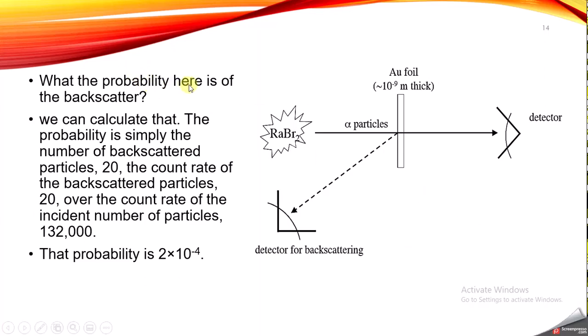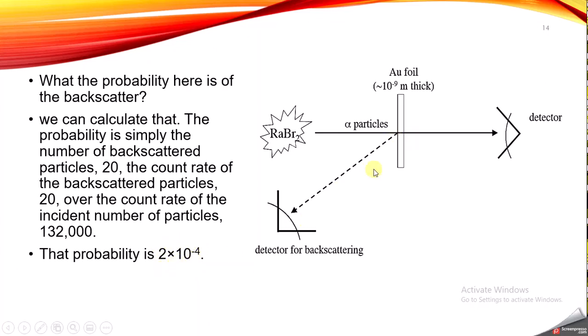So he calculated the probability of these backscattered alpha particles. For calculating the probability, he counted the number of particles that were being emitted, and the total particles were 132,000. So he divided the count rate of the backscattered particles by the 132,000 particles that were passing, and he got the probability 2 × 10⁻⁴. So this is a very small probability of backscattered particles, but it is some number.